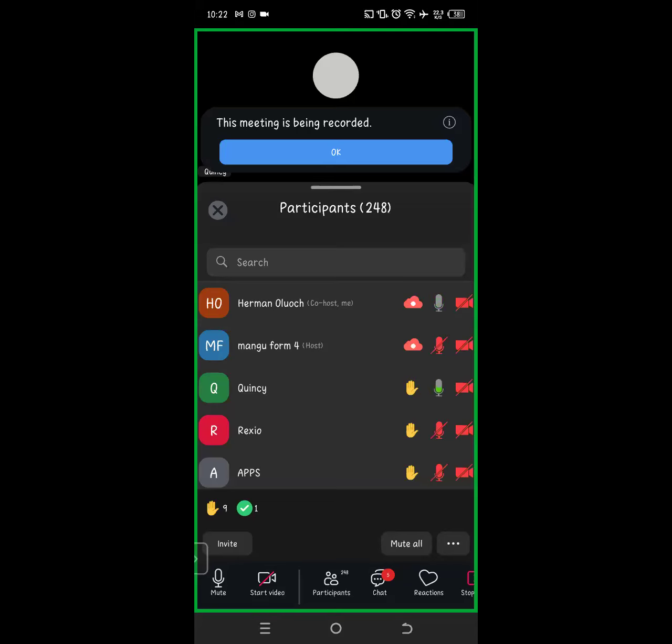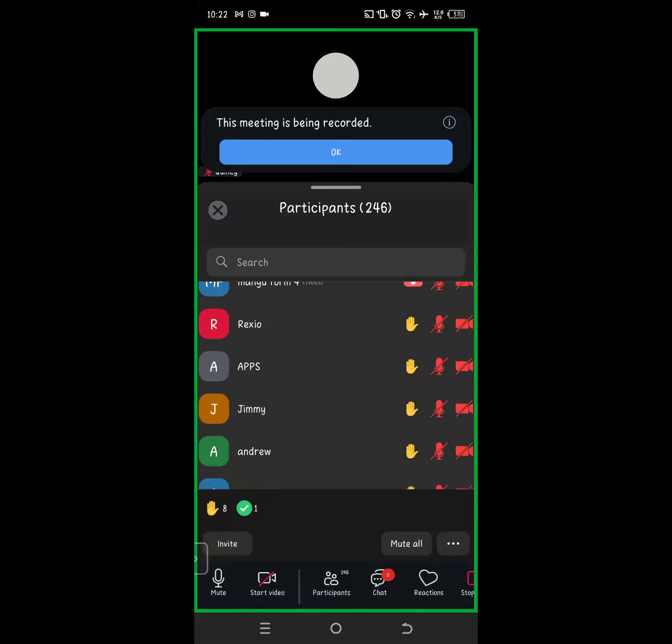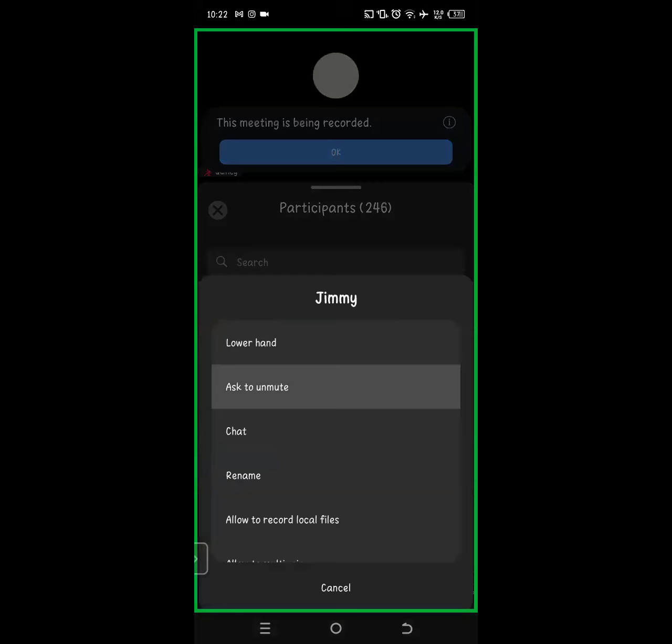Would it be the cerebrospinal fluid? That is good. What are the functions of the cerebrospinal fluid? Quincy has gone. Let us have Jimmy. Jimmy, can you unmute and speak?